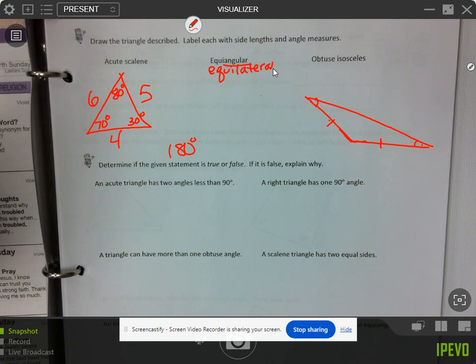So then we have to determine if the given statement is true or false. If it is false, explain why. An acute triangle has 2 angles less than 90 degrees. Think about what our definition is. Think about what it has to mean. If it is false, you have to put the reason why it's false.